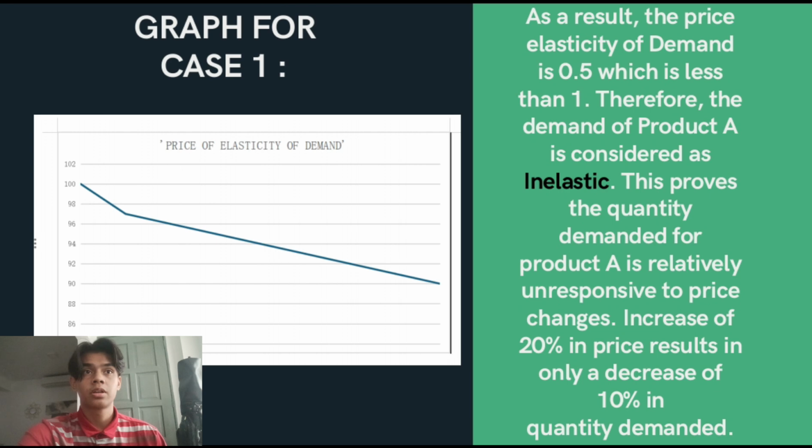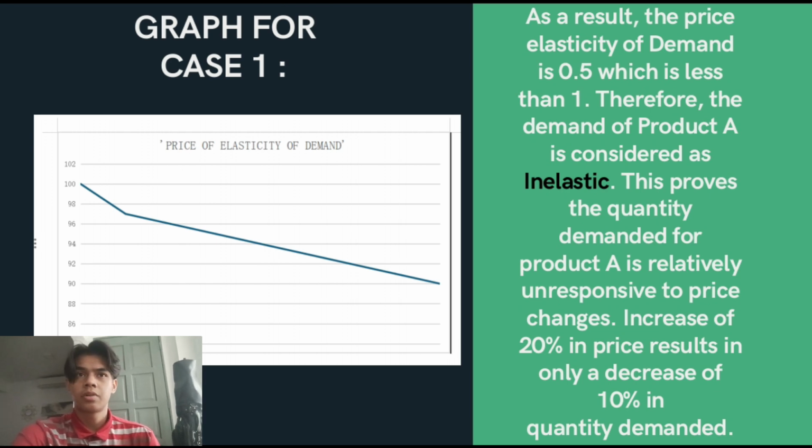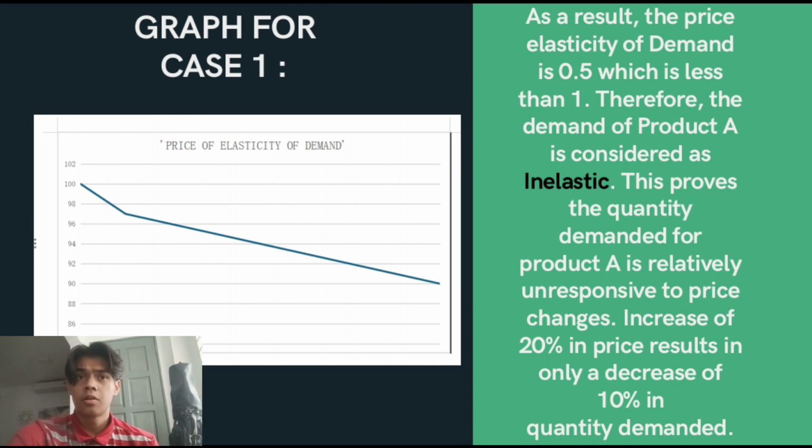So for the graph, for case 1, as a result, the price elasticity of demand is 0.5, which is less than 1. Therefore, the demand of product A is considered inelastic. In this case, the quantity demanded for a product is relatively unresponsive to price changes. An increase of 20% in price results in only a decrease of 10% in quantity demanded.